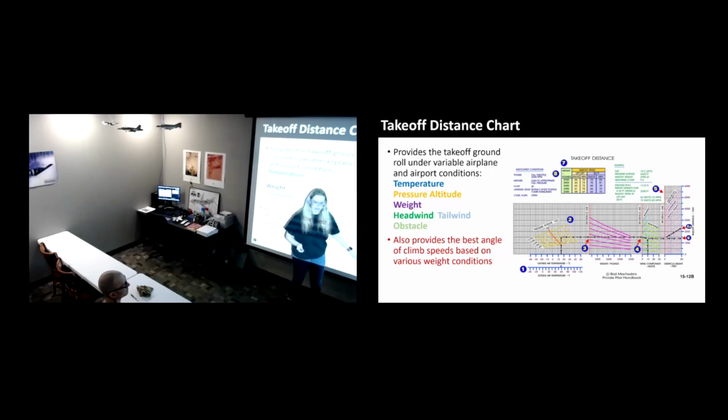But for the purposes of explaining our test taking skill, the colder it is, notice these lines, they're going to hit these lines at a lower distance, right? So the colder it is, the better. Pressure altitude, the lower the pressure altitude, the better, over on that side. The lower the weight, the better. The more of a headwind, the better, right? And if there's not an obstacle, that's better as well.